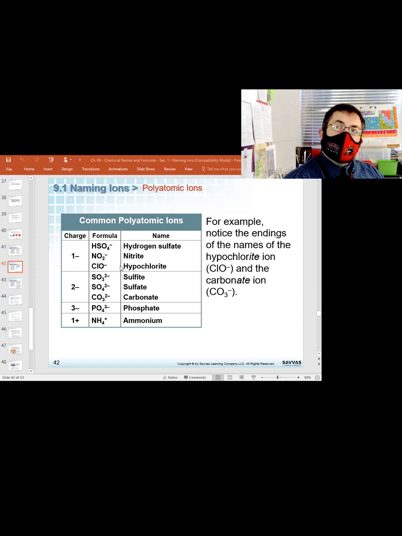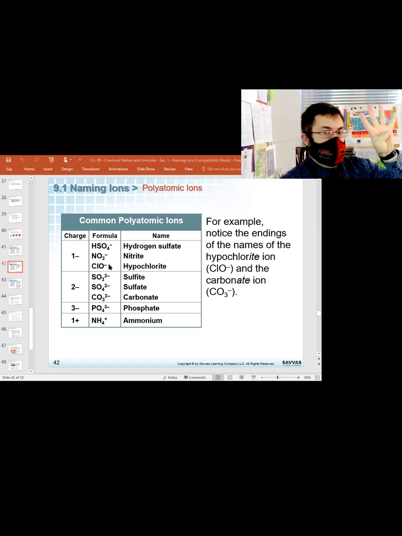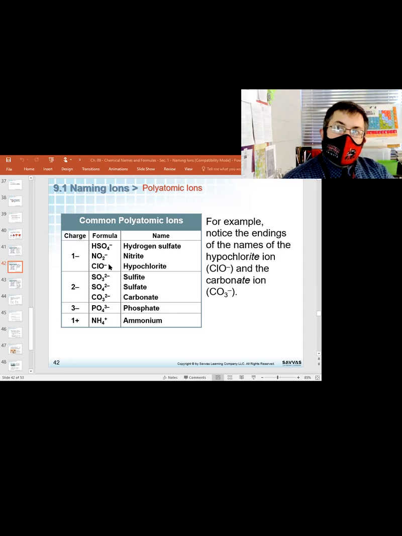Chlorite will be ClO2 1 minus, so it'll be 2 oxygens there. If you have chlorate, then it'll be ClO3 and then 1 minus. And guess what perchlorate would be? See the pattern? 1, 2, 3. What's the next number? 4. Very good. Right. 4. So that is perchlorate.